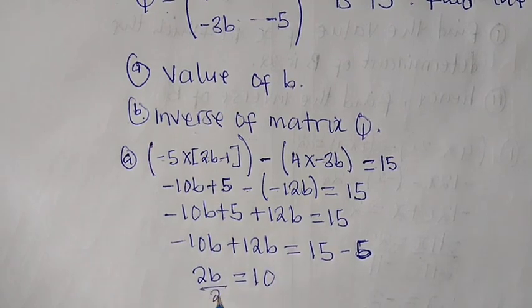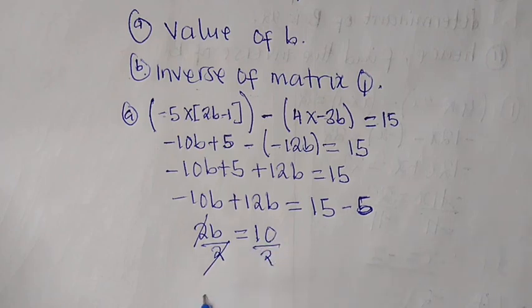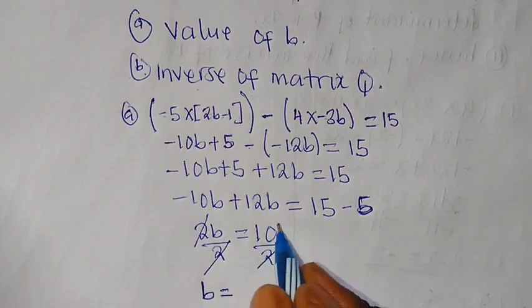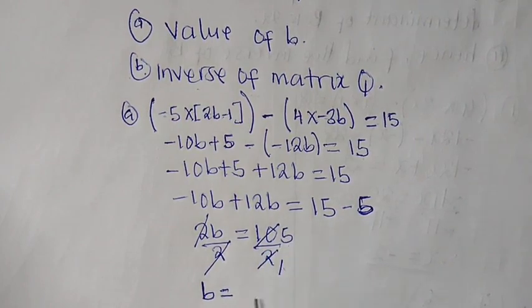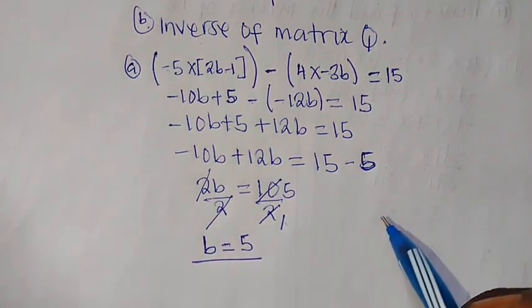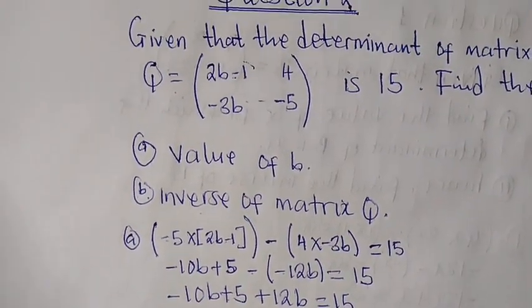So we are going to divide by 2, even this side by 2. So we are going to cancel 2. We remain with b, equal to, 2 into 10, it's a 5. So this is the value of b. So now, since we have found the value of b, we can come back to our question.